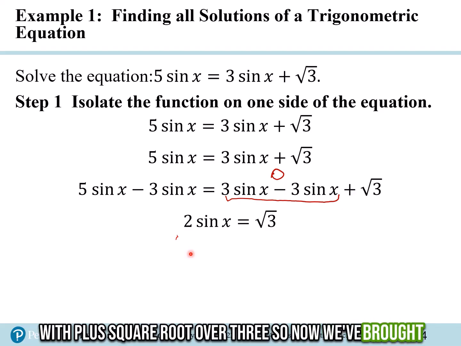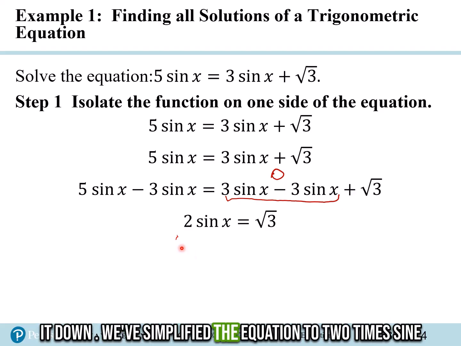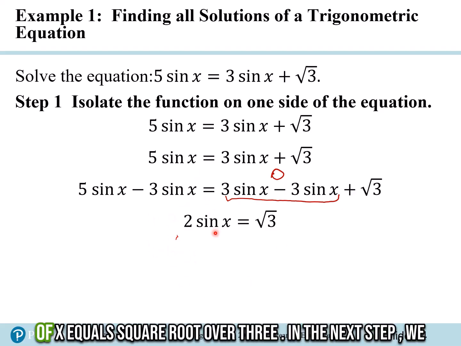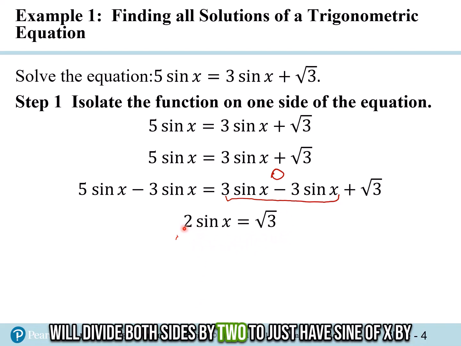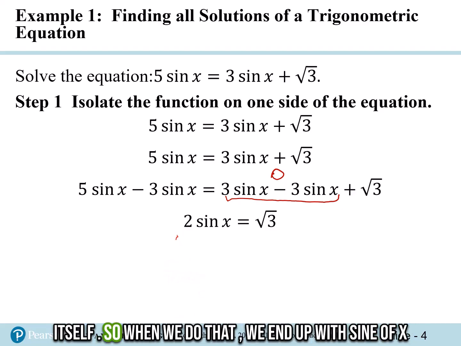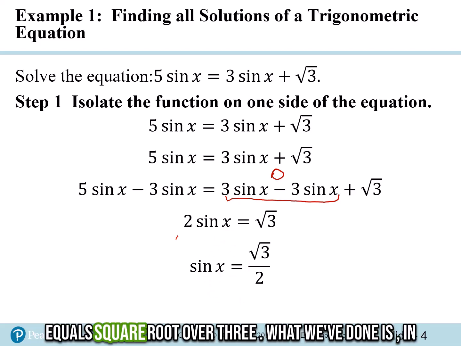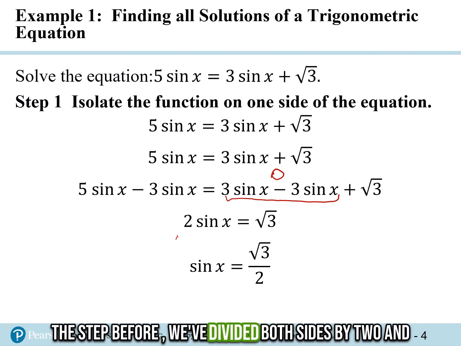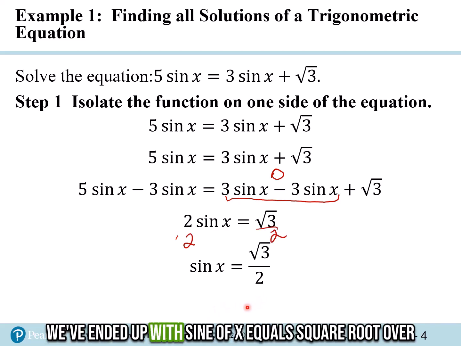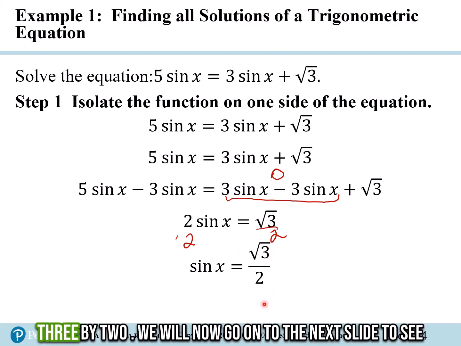So now we've brought it down. We have simplified the equation to 2 times sine of x equals square root over 3. In the next step, we will divide both sides by 2 to just have sine of x by itself. When we do that, we end up with sine of x equals square root over 3 by 2.